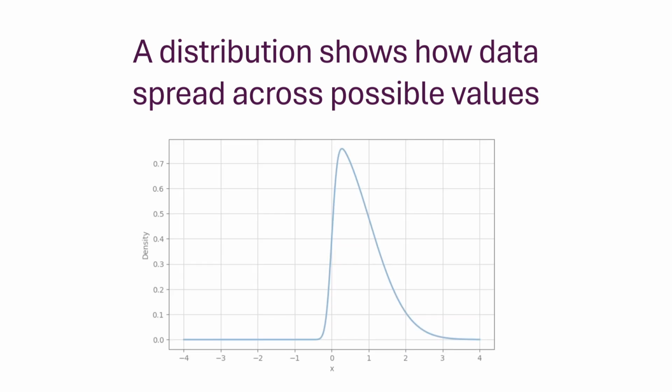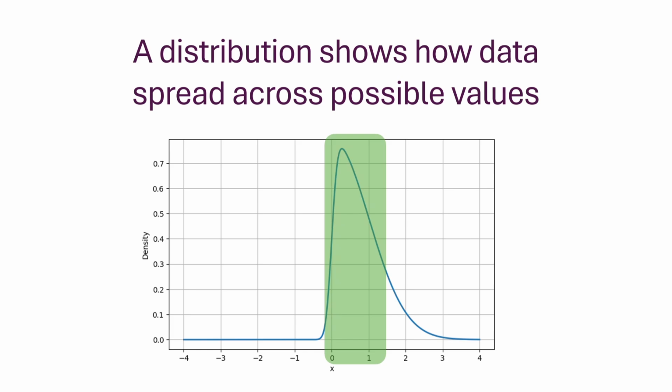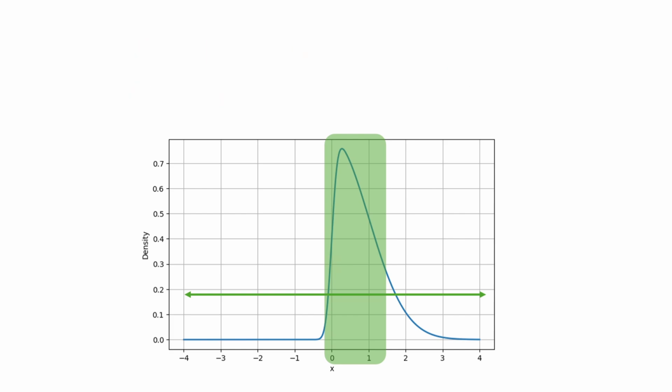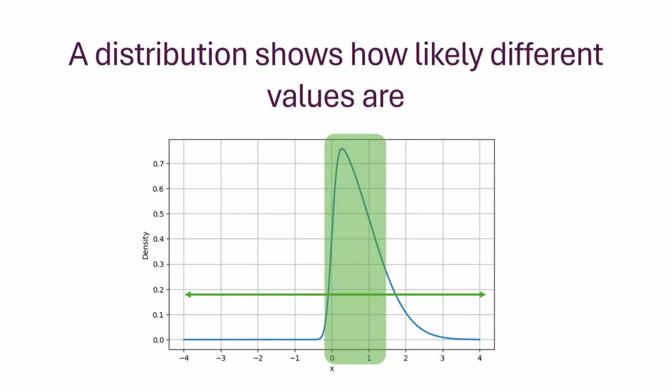Which data values occur more often? Which values occur less often? Are the data clustered around the central value, or are they widely spread out? So a distribution is a function that describes the probability or frequency of different values happening.